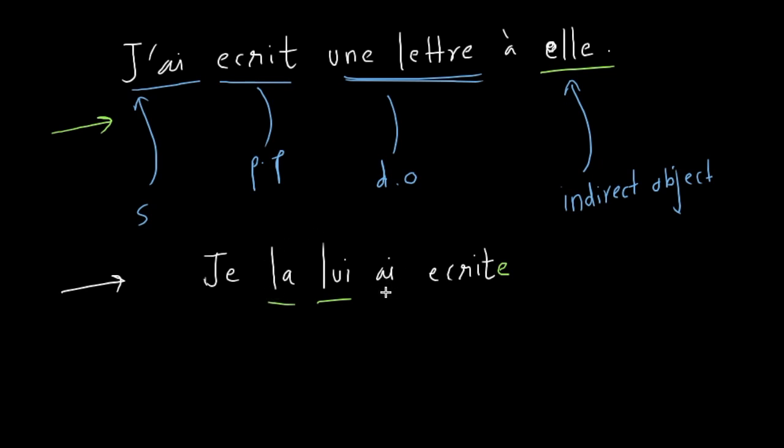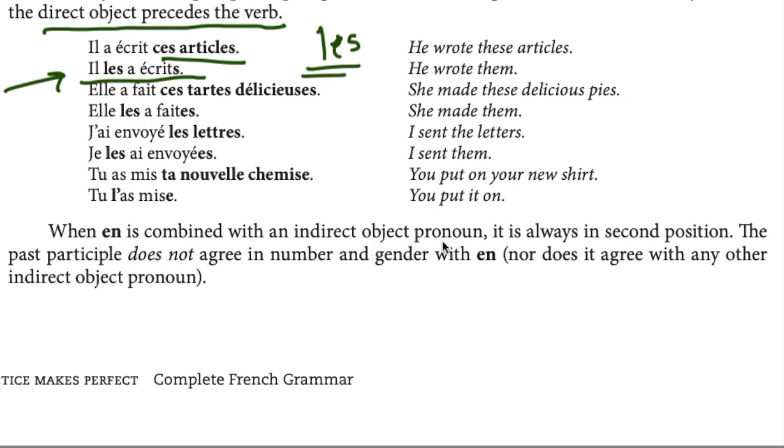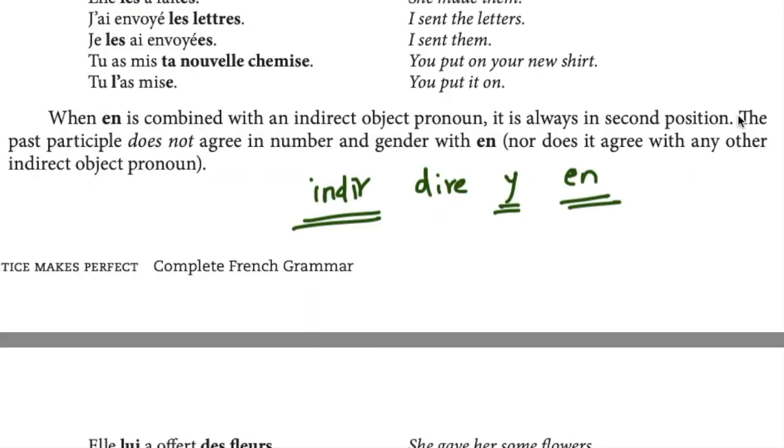Okay? When en is combined with an indirect object pronoun, it is always in second position. I was telling you that the general order is indirect object pronouns, right? Direct object pronouns, then we have y, and then we have en. So if you have a combination where we have an indirect object pronoun, en will come after. Okay. So the past participle does not ever agree with y, en, or any kind of indirect object pronoun, whether in gender or number. That issue is only with direct object pronouns.